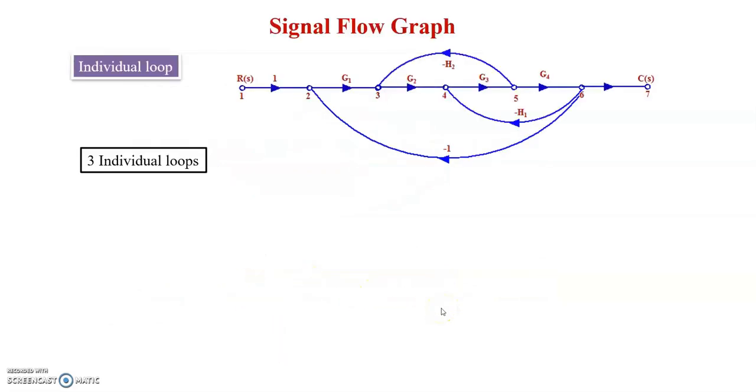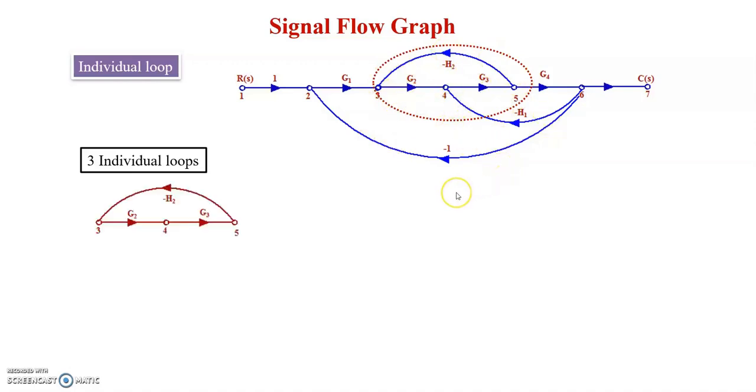Next are the individual loops. Here there are 3 individual loops for this given problem. The first loop is 3, 4, 5, 3. You can draw the separate individual loop and then its corresponding gain product. The gain product is negative, because H2 is negative, so minus G1, G3, H2 is the gain product of the first individual loop.